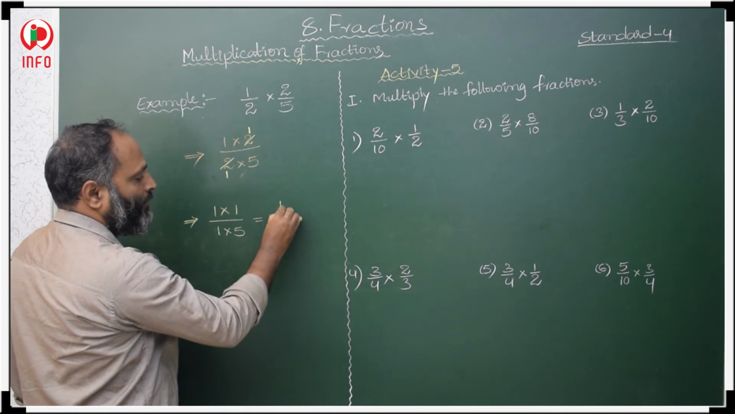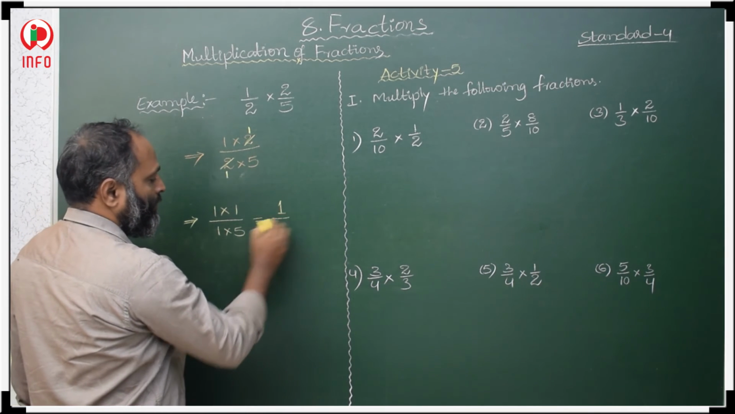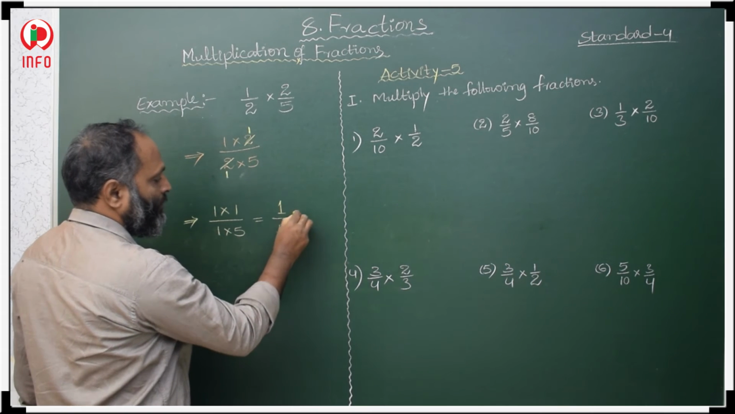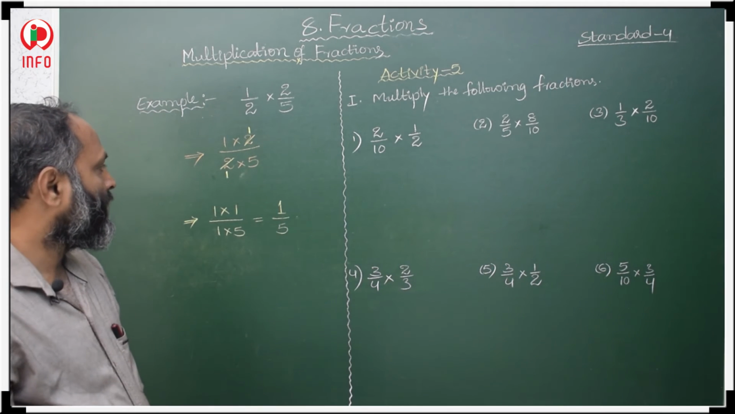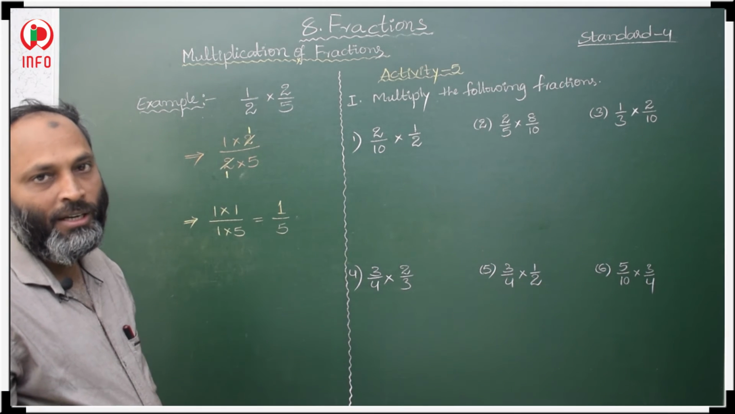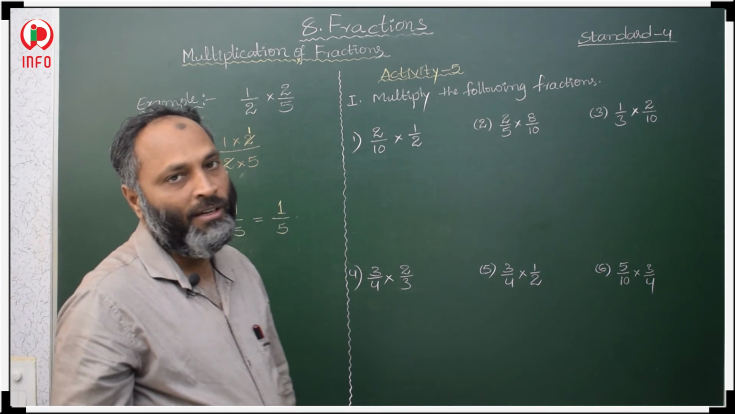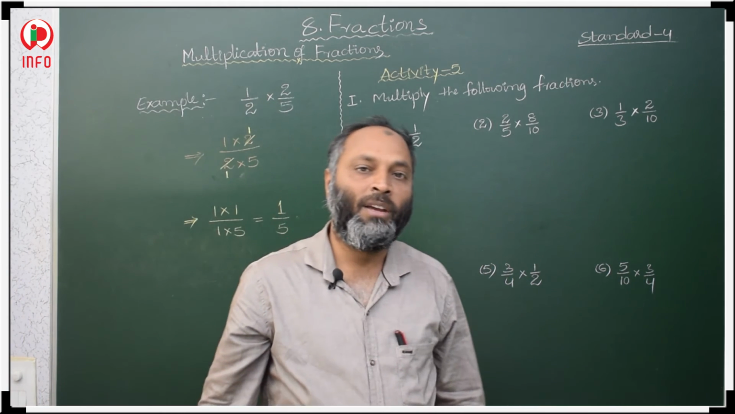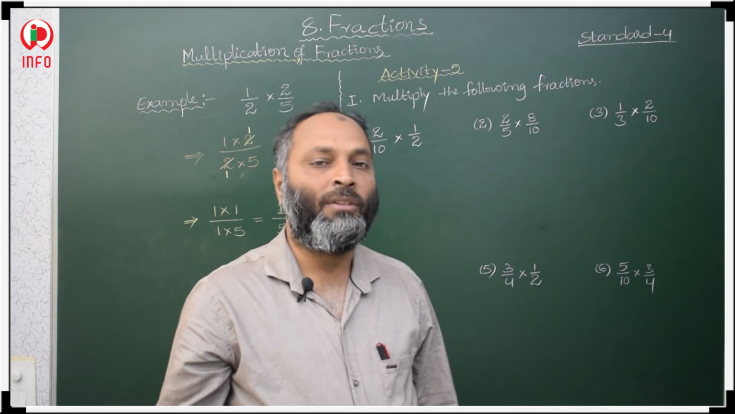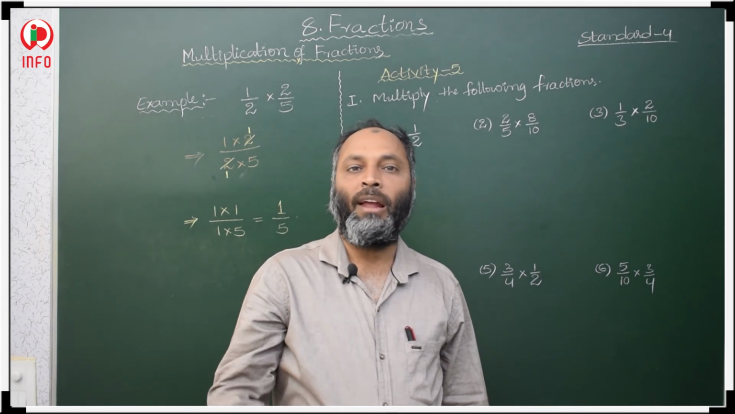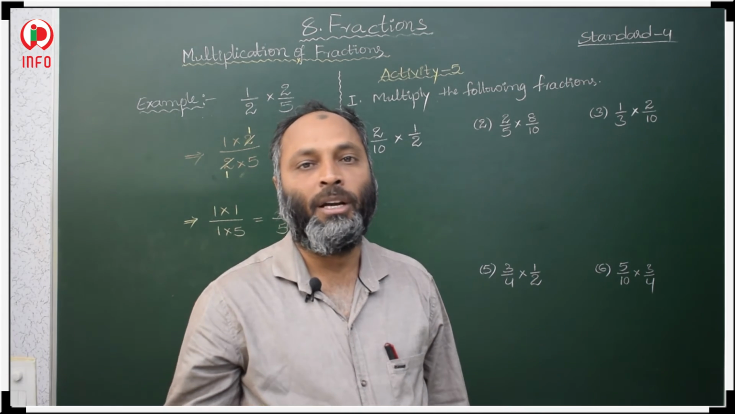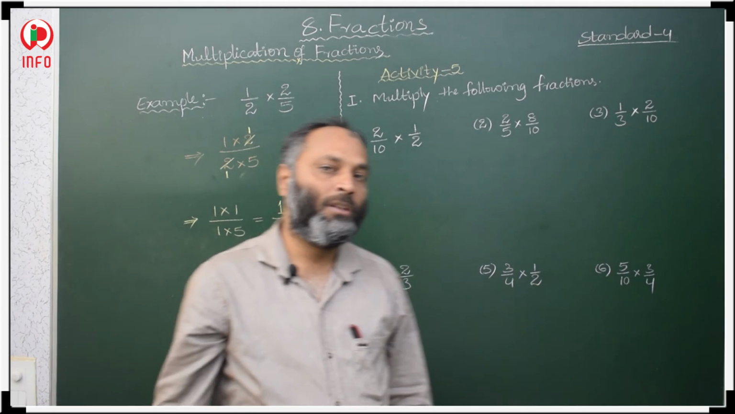1 into 1, 1 ones are 1, 1 fives are 5. 1 by 5 is the answer, our product. If any simplification is there, if any common factor is there, with that common factor we have to cancel and simplify. Then after that we have to multiply numerator with numerator and denominator with denominator.